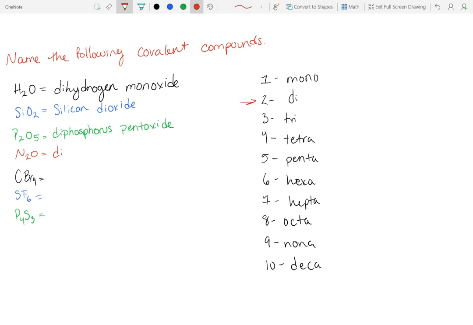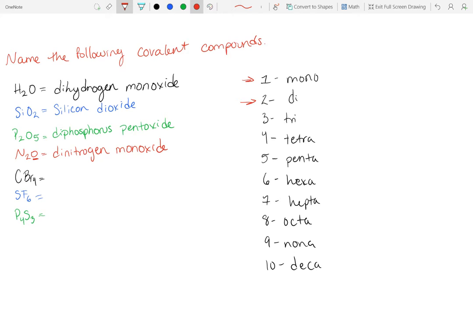Let's go ahead and underline that, or make an arrow next to that. So dinitrogen. Okay, so now do we exempt this oxygen from the mono rule? No, because it's the second one, all right? We only make that exemption for the elements that are listed first, okay? So that oxygen is going to get that mono prefix actually, dinitrogen monoxide.